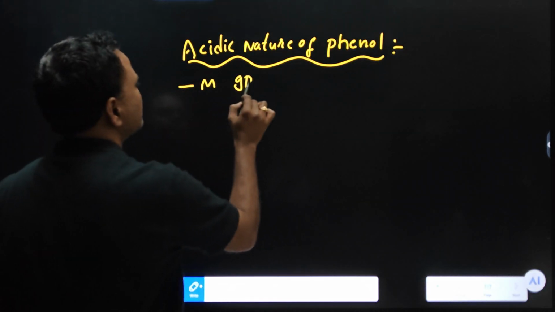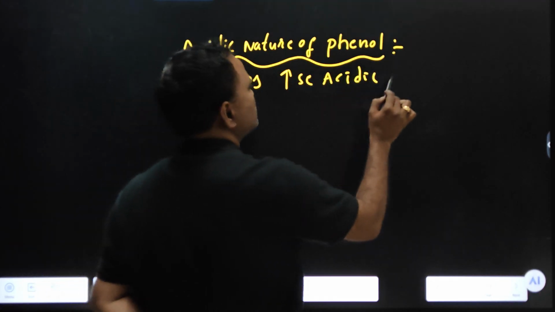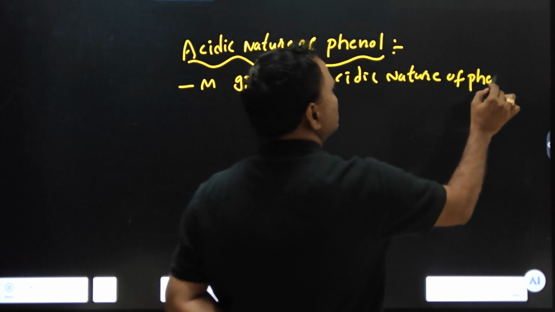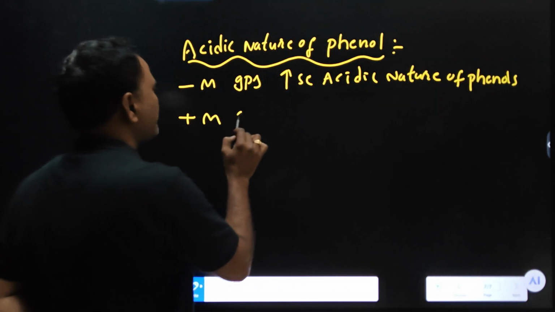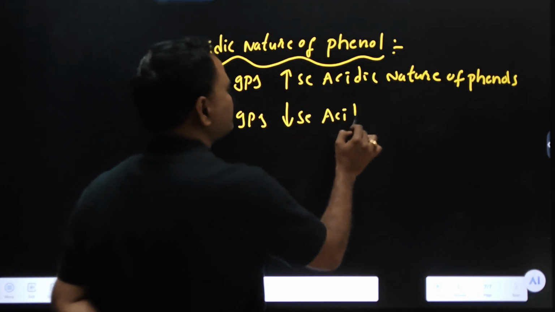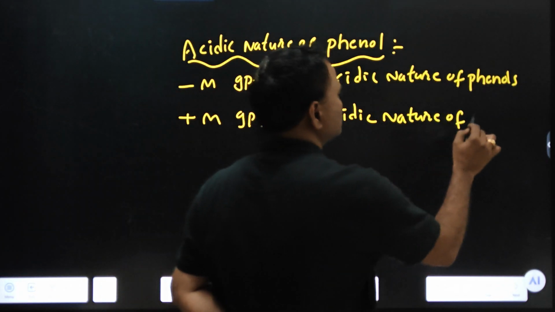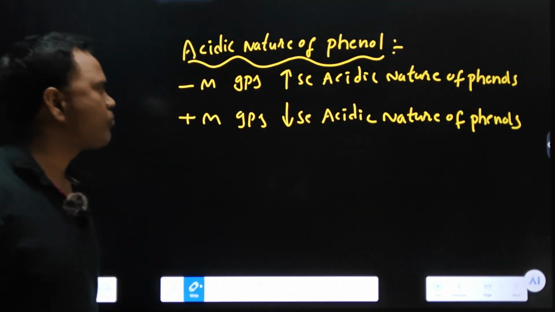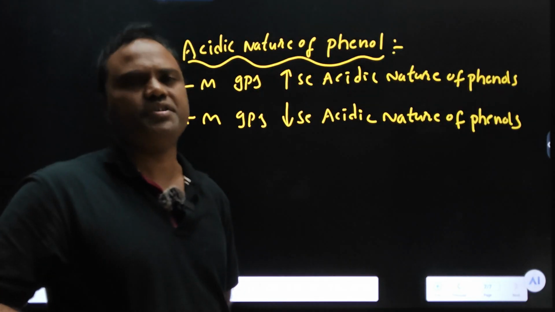Minus M groups increase the acidic nature of phenols. Plus M groups decrease the acidic nature of phenols. Okay, the statements are the same. Statements do not change.